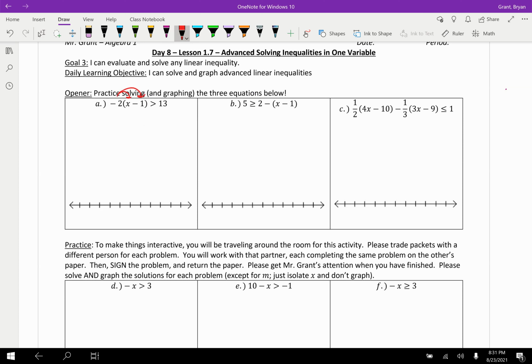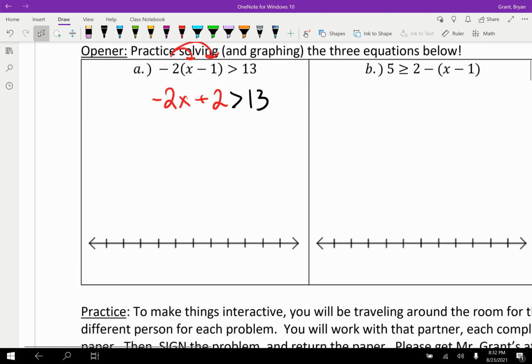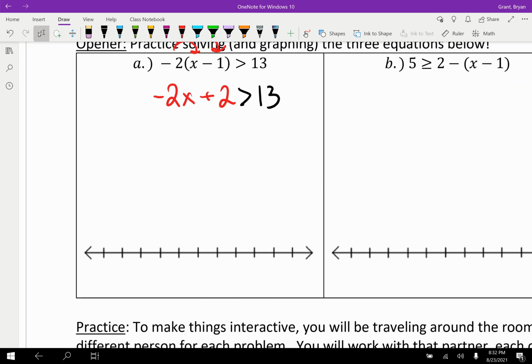We need to distribute the negative 2 here. That will give us negative 2x. A negative times a negative is a positive. 2 times 1 is 2, and this is greater than 13. From here, there are two values attached to x. Negative 2 is multiplying, and this 2 is adding. We know we undo addition and subtraction first. Same thing we've been doing the last 7 or so classes. Leaves me with negative 2 times x is greater than 11.